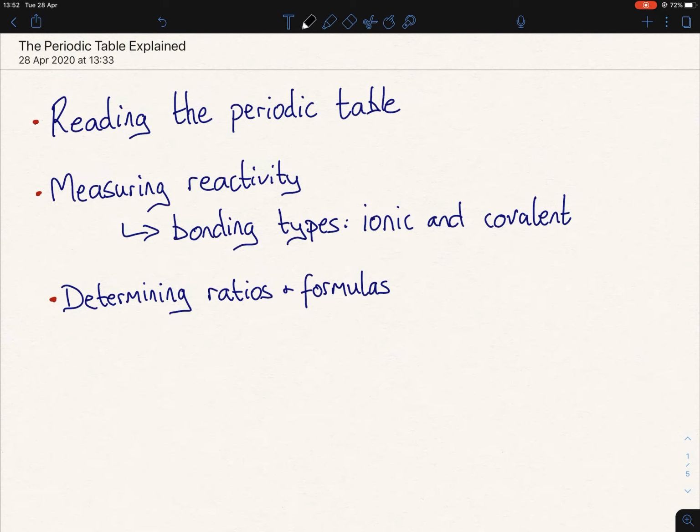If you haven't heard of this before, don't worry about it. I'll be explaining everything from scratch. And the final part is I'm going to determine the different ratios and therefore the formulas by using the periodic table. Even if you have not seen them before, you should still be able to do so. Okay, so let's have a look.